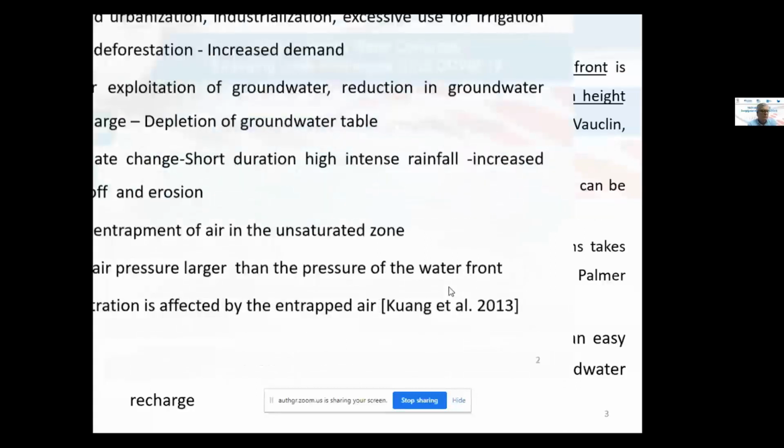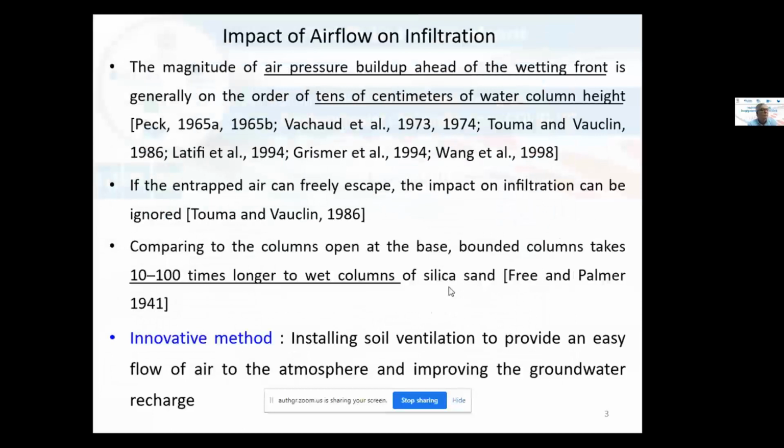I would like to bring your attention to some of the previous researchers where they signify the influence of entrapped air in the infiltration. It had been proven that the magnitude of air pressure buildup is on the order of tens of centimeters of the water column, and if the air can easily escape to the atmosphere, the impact on infiltration can be ignored. That is, if there is no effect or minimal effect of entrapped air, there will not be any impediment to the infiltration rate.